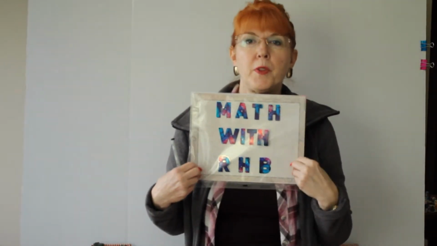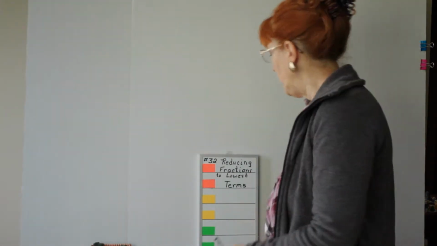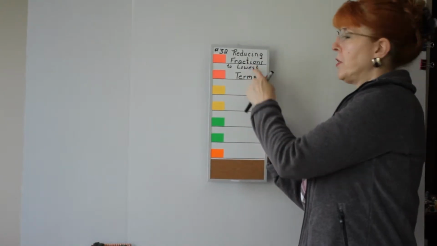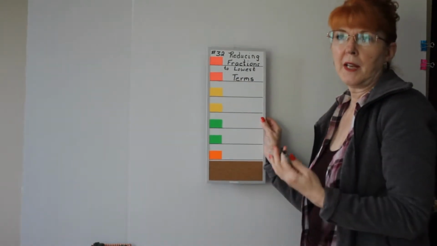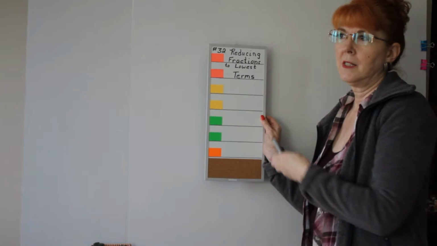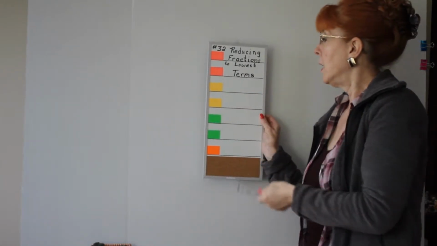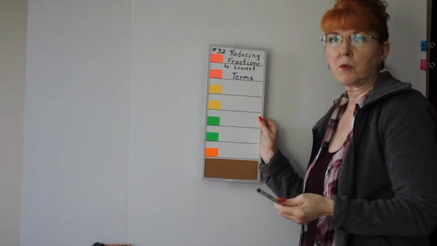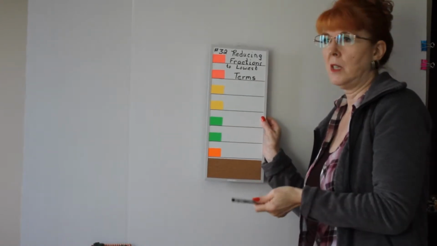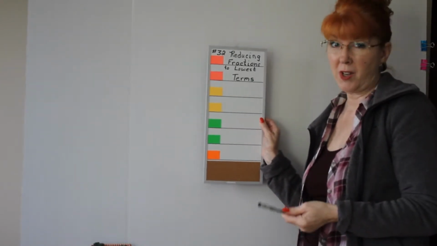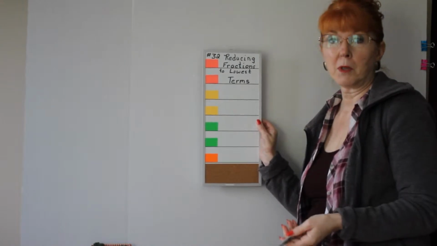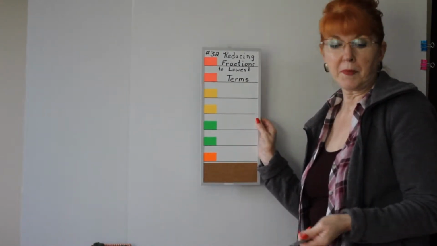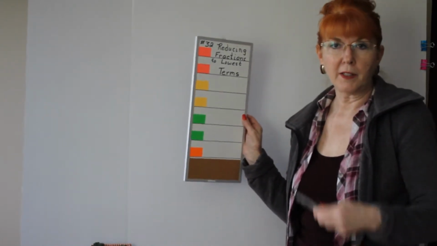Doing math with RHB. We're looking at lesson 32, which is reducing fractions to lowest terms. This is the last lesson before we start doing add and subtract. These are all the preliminary things that you need to be able to do before you can actually add, subtract, multiply, and divide fractions. So I'm going to turn on the overhead. You're going to get that bright flash of light.